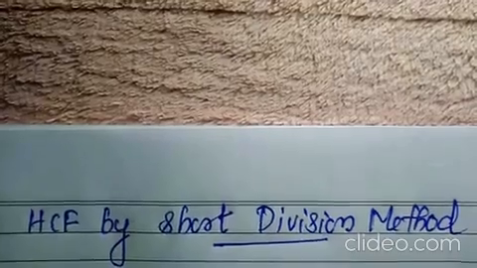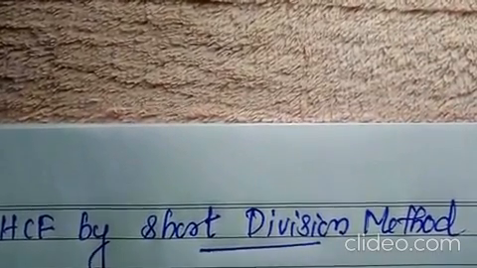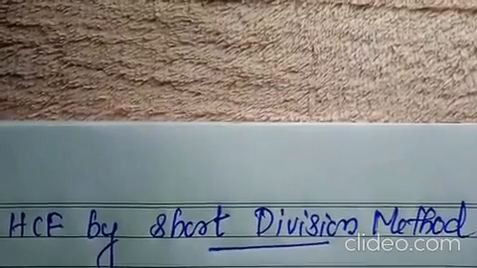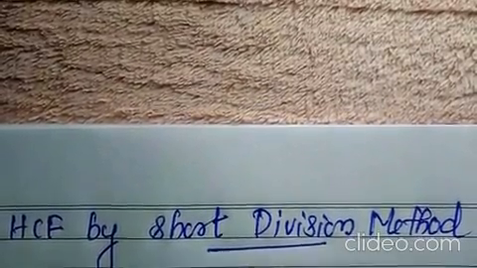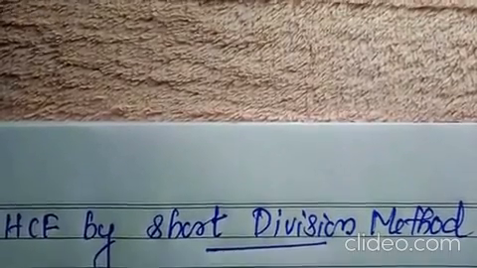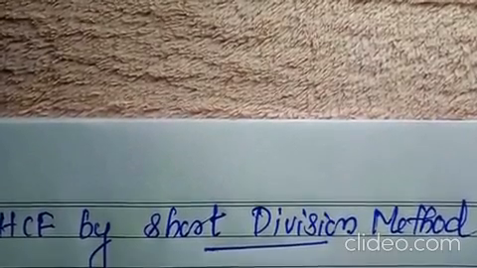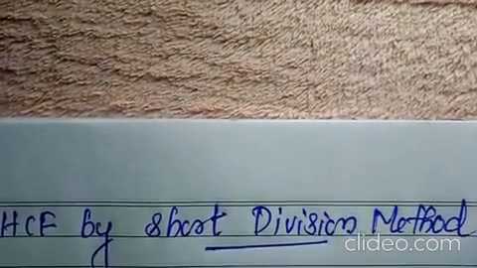Understood? Next, we are going to study HCF by the short division method. HCF means highest common factor. How to find HCF? Divide all the numbers by common factors for all, and continue the process until there are no common factors for all of them. Okay. The product of these common factors will give the HCF of these numbers.